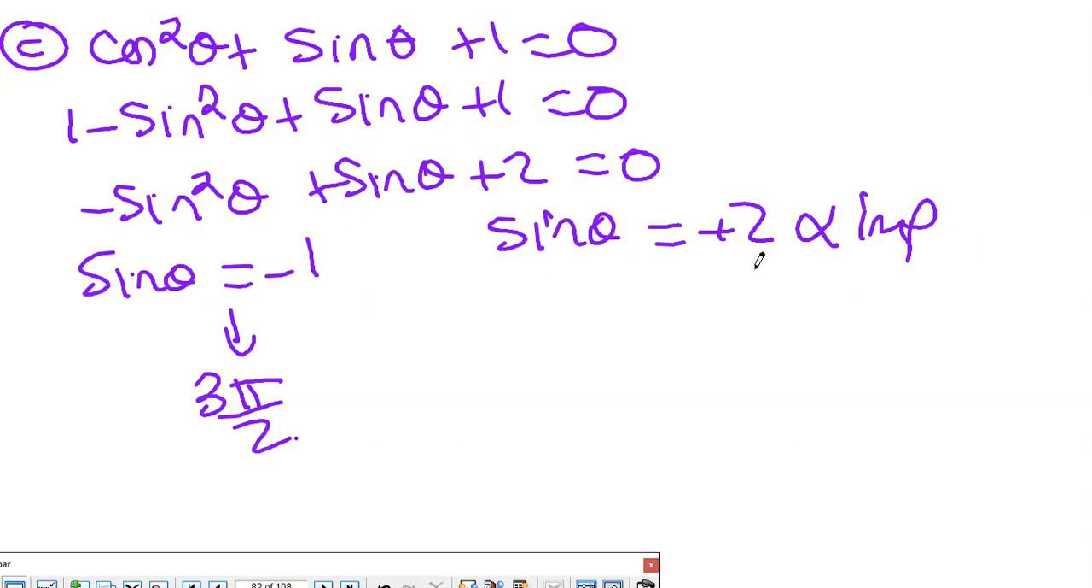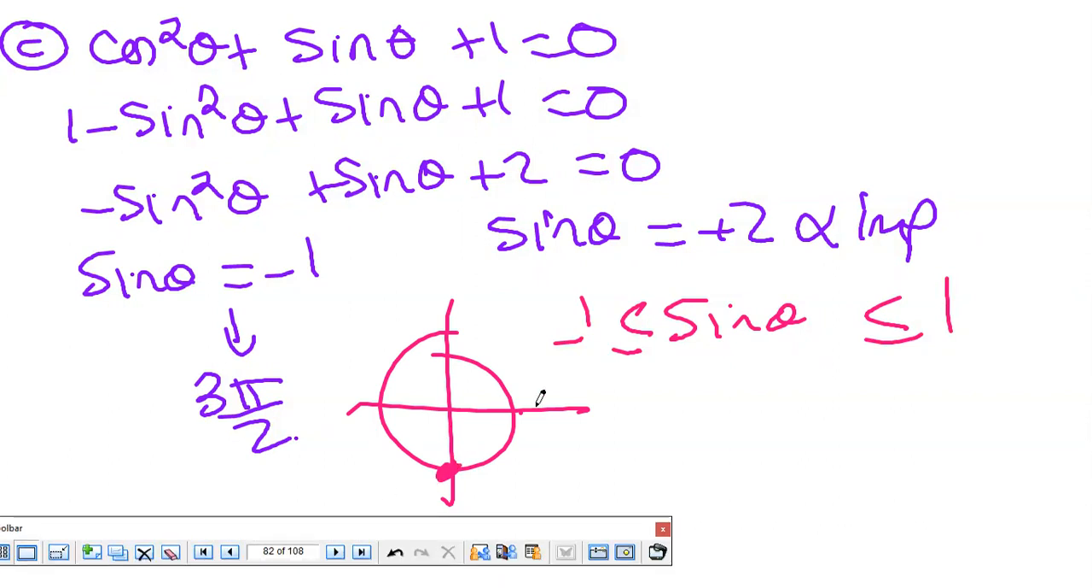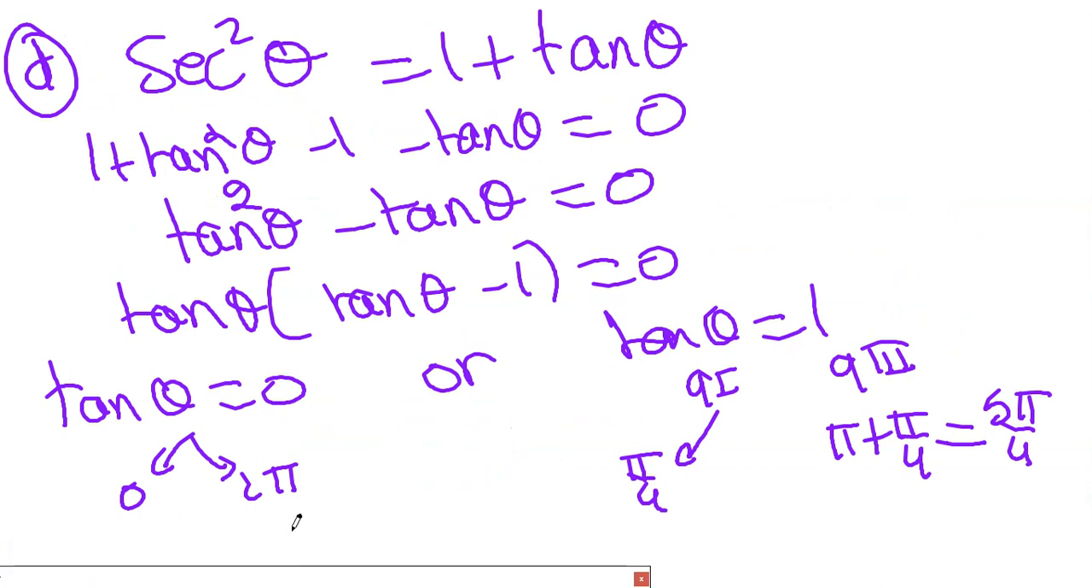Sine cannot be 2, because sine and cosine, you know, are all the time between minus 1 and 1. And sine theta equals minus 1, this one is here. Those, the 0, the 1, the minus 1, are those here. So it's 3 pi over 2. I just have one value. For the 0, 1, minus 1, for sine and cosine, it's just those on the axis.